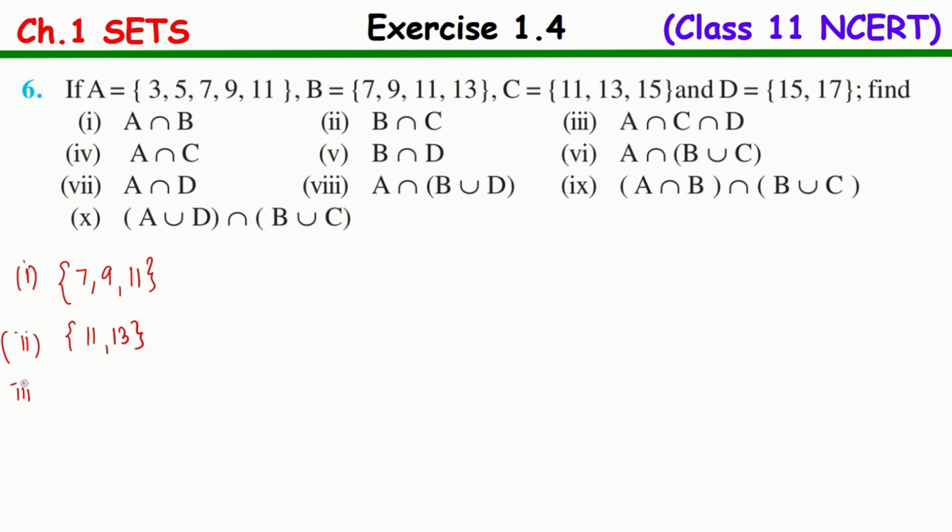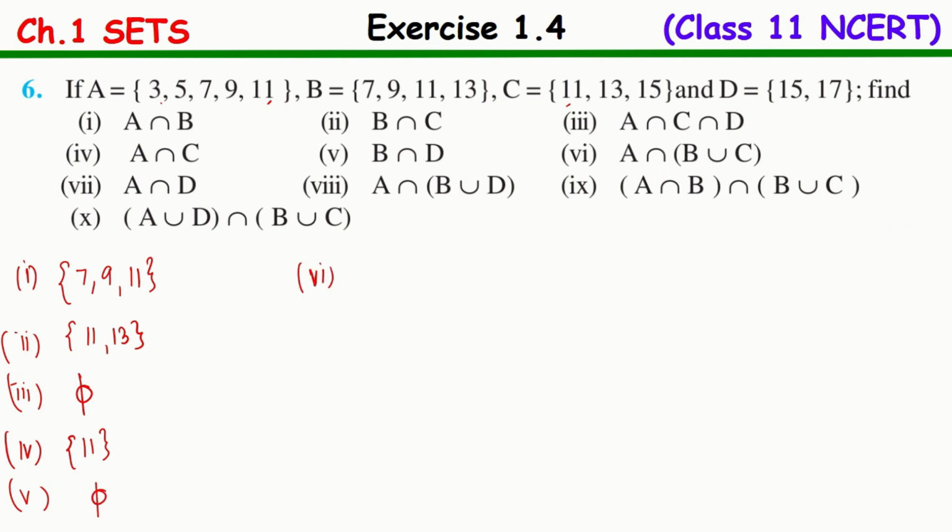Third part is the common elements of A as well as C and D. So A, C and D. 11 is present in A, present in C, but it is not present in D. So there is nothing common, so third part is empty set. Fourth part is common elements of A and C. So there is only one element, which is 11. Fifth part is common elements of B and D. We cannot find any common elements, so it is empty.